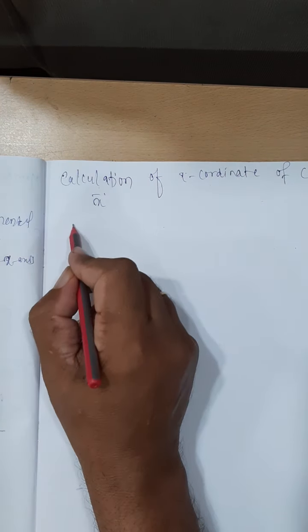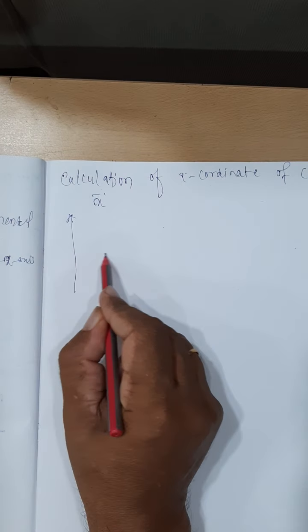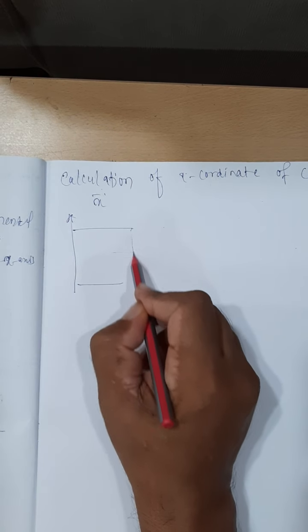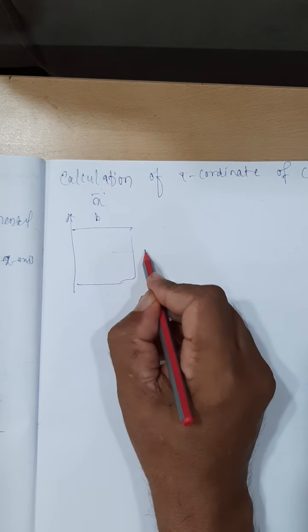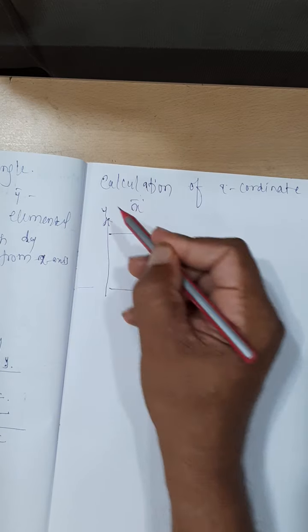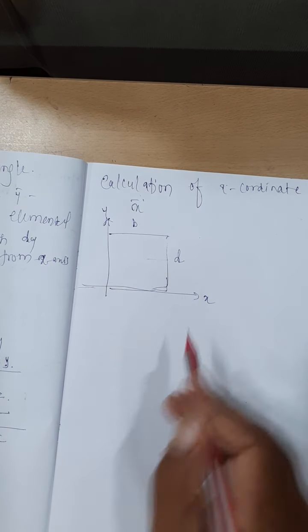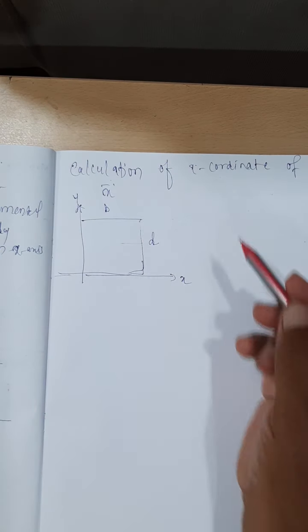How am I calculating? Just see here. I want the x bar, which means I want the center of gravity in this particular direction, for the same rectangle having width equal to b and depth equal to d, and the coordinates are y and x. I want the x coordinate of center of gravity of this particular figure.